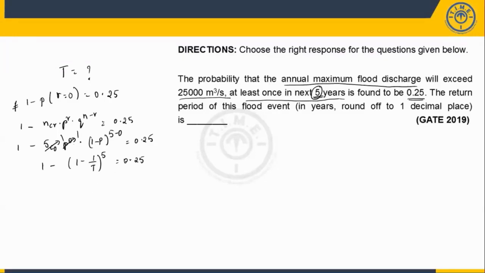Now I am bringing this 0.25 to this side. 1 minus 0.25 is equal to (1 minus 1 by T) whole power 5. Yes or no? Now 1 minus 0.25 is 0.75. So 0.75 equals (1 minus 1 by T) whole power 5. Now 1 minus 1 by T equals 0.75 to the power 1 by 5. How much is the value?